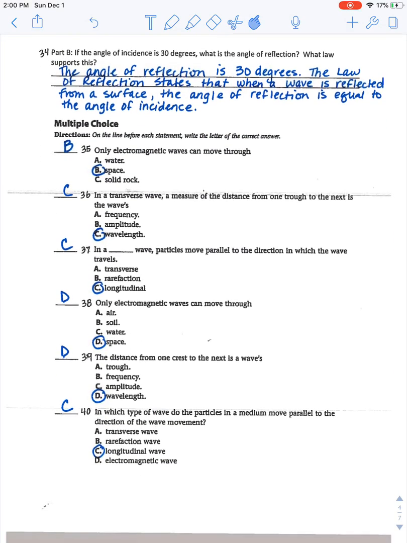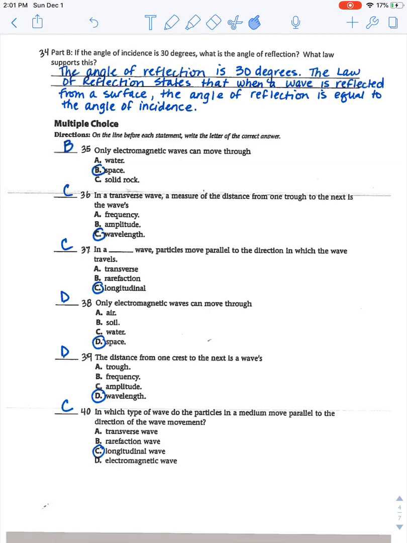37. In a blank wave, the particles move parallel to the direction in which the wave travels. Parallel is my key word there, and we knew that parallel was my longitudinal wave, so that's going to be C. Only electromagnetic waves can move through D, space, a vacuum. Doesn't need to necessarily have the particles of a medium to disturb. Okay, 39. The distance from one crest to the next is the wave's wavelength, D.